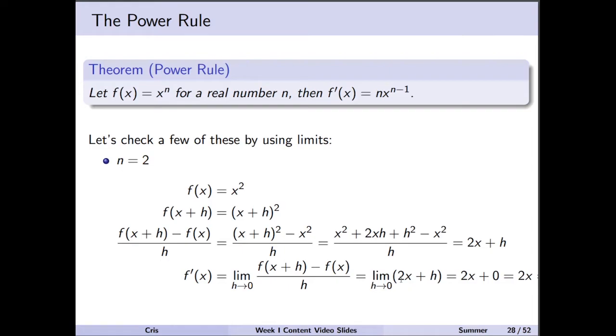As h goes to 0, what does 2x plus h get closer to? Well, it gets closer to 2x, so the limit equals 2x. Or you can use the limit rules. You can say the limit of a sum is the sum of the limits. The limit of 2x is just 2x, because it doesn't depend on h at all, and the limit of h as h goes to 0 is not surprisingly 0. So two different ways to end that problem. So now we know the derivative of x squared is 2x, which is what the power rule tells us.